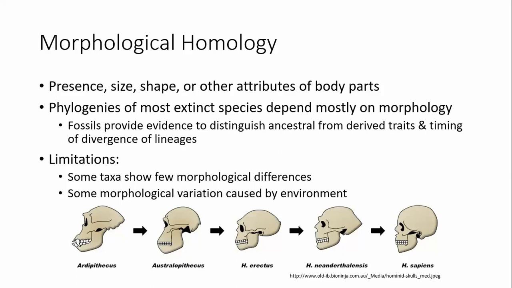There are some limitations, though. Some taxa may look very similar morphologically, but may technically have been different species because they were incapable of interbreeding. And then there's also some morphological variation that happens in the environment. And there's even what's called gender dimorphism. So for example, in a lot of primate species, the males are much bigger than the females.